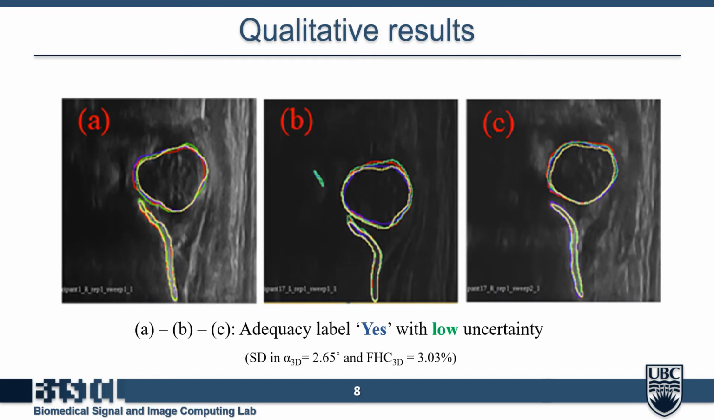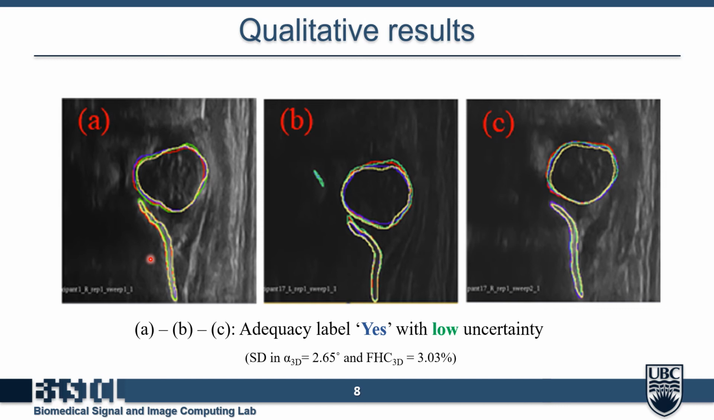We present our qualitative findings here. The images represent 3D scans acquired from different participants. An expert radiologist labeled the volume as yes, denoting that all adequate structures are present, in our proposed uncertainty metric. The circular region represents the femoral head, and the curved line represents the ilium and acetabulum surfaces. The different colors overlaid on each other represent the segmented Monte Carlo samples.